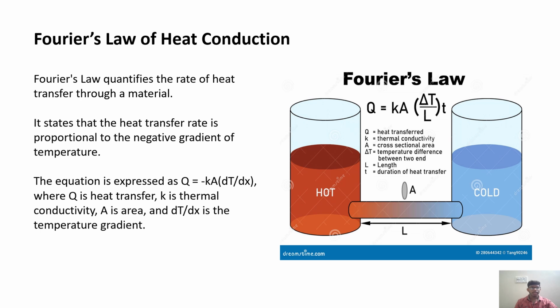Fourier's law of heat conduction. Fourier's law quantifies the rate of heat transfer through a material. It states that the heat transfer rate is proportional to the negative gradient of temperature. The equation is expressed as Q equals minus K A dT by dx, where Q is heat transfer, K is thermal conductivity, A is area, and dT by dx is the temperature gradient.